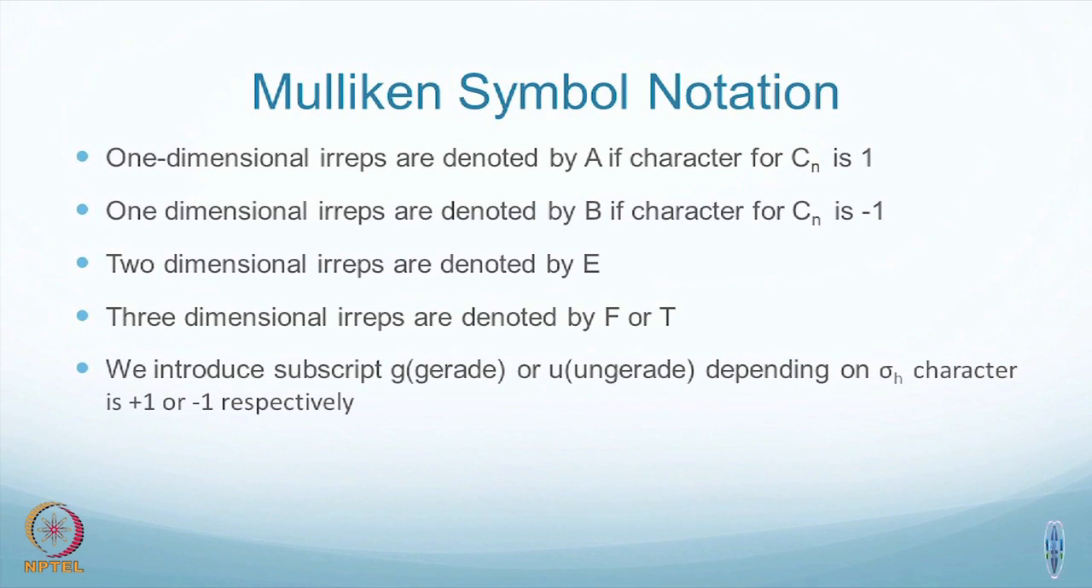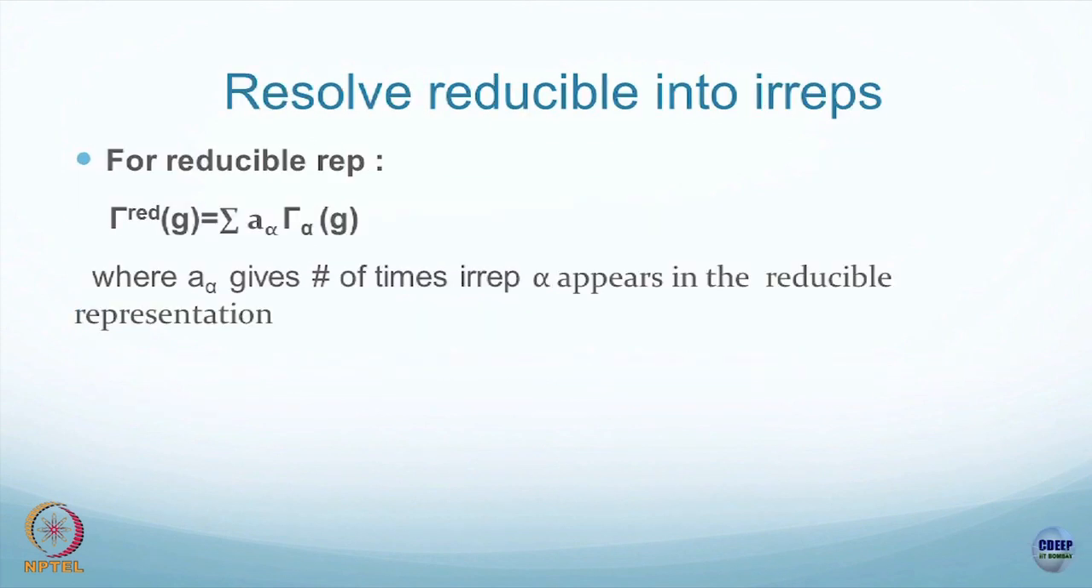Okay. So, if you have a sigma h element, you could put it to be plus 1 or minus 1 respectively. Okay. So, I am going to come to reducible representations and see how to find out the A alphas for it. Okay.